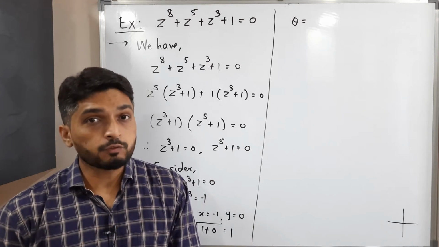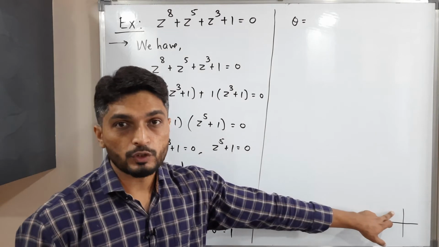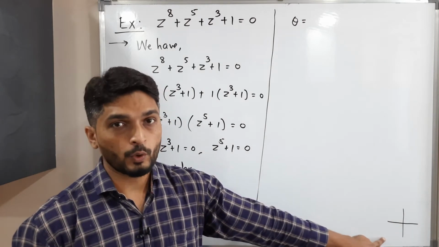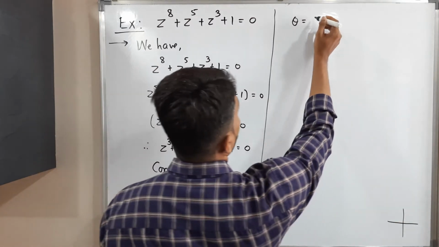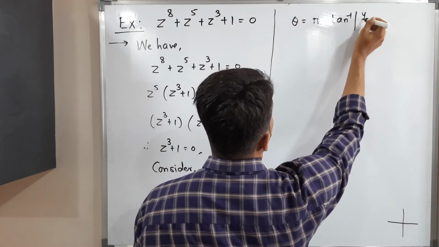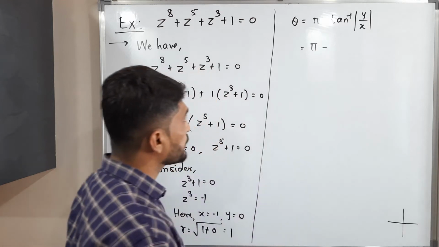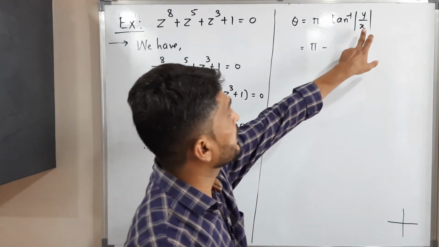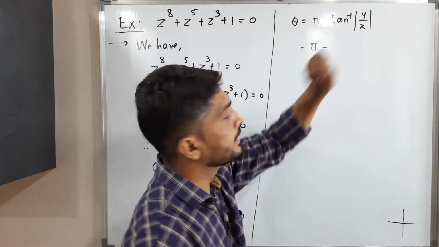Therefore, we can use the formula which is applicable for the second quadrant, or you can use the formula which is applicable for the third quadrant. I will go for the formula for the second quadrant. The formula is pi minus tan inverse of mod y by x. So this is equal to pi minus. We need to put the values of x and y. What is our x? Minus 1. So the denominator is minus 1. What is the value of y? 0. So the numerator will be 0.